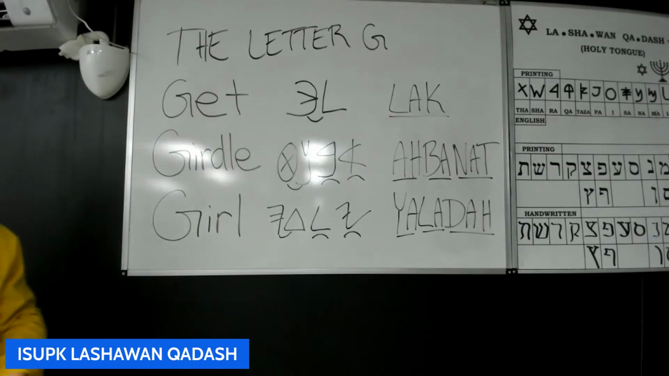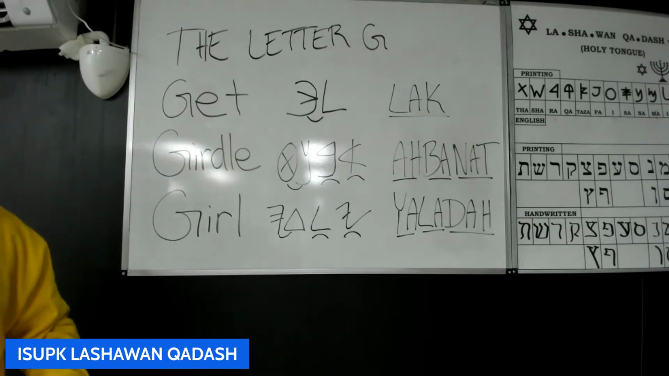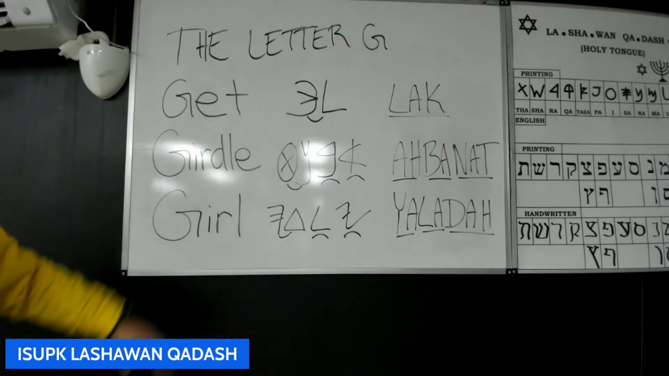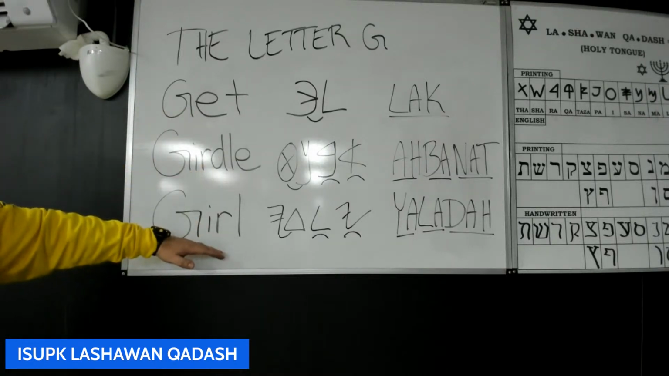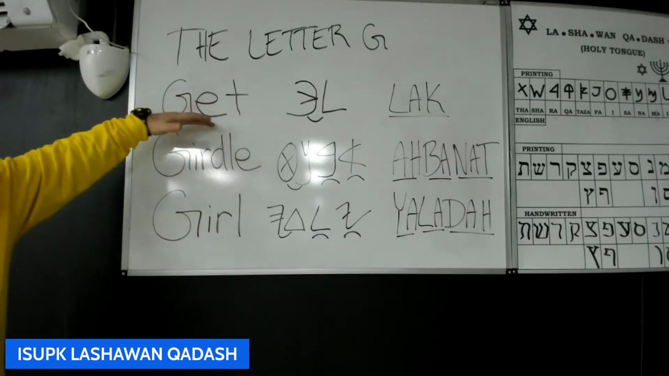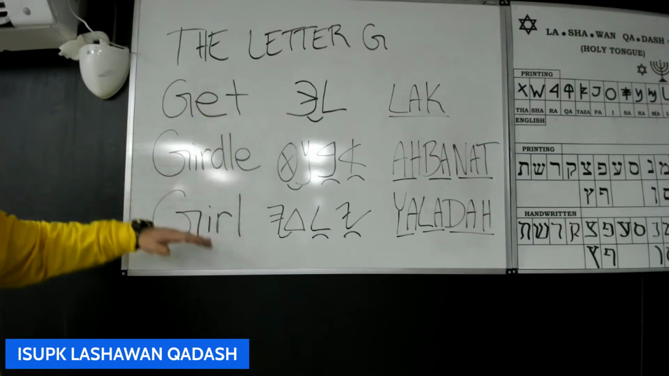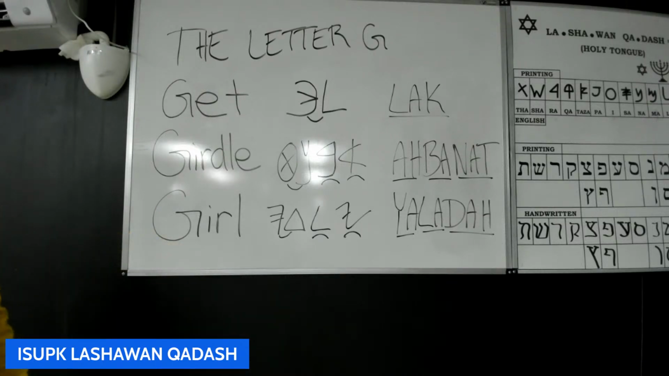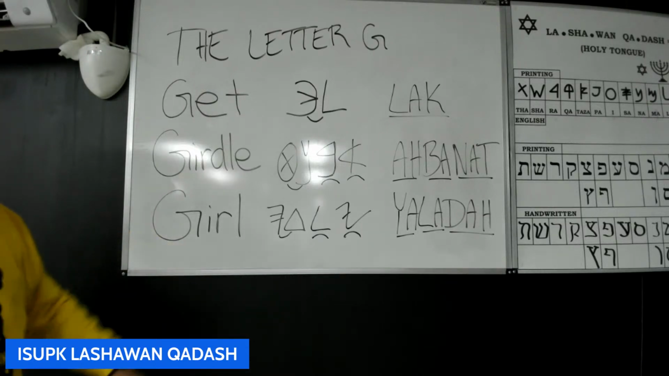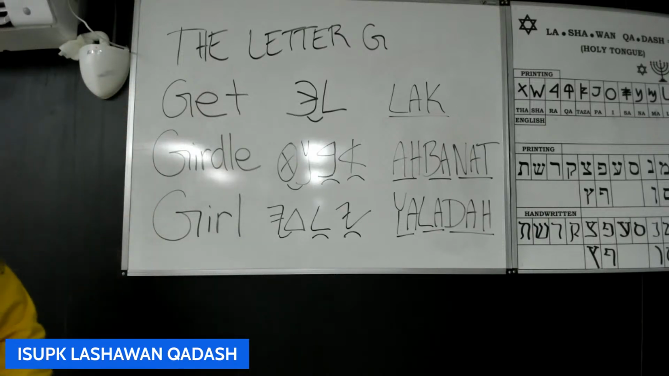I'm gonna leave those up for about 15 seconds, because it's men, women, and children trying to learn this. So you got get, girdle, and girl. In the ancient, get is lock, girdle is abanat, and girl is yalada. This will be good to have in your notes, so just go ahead and write them as best as you can, put them in notes, and then we're going to move on to the next three words.